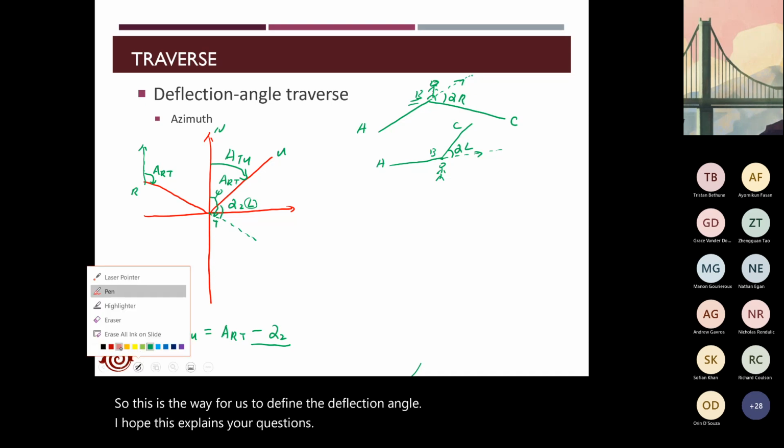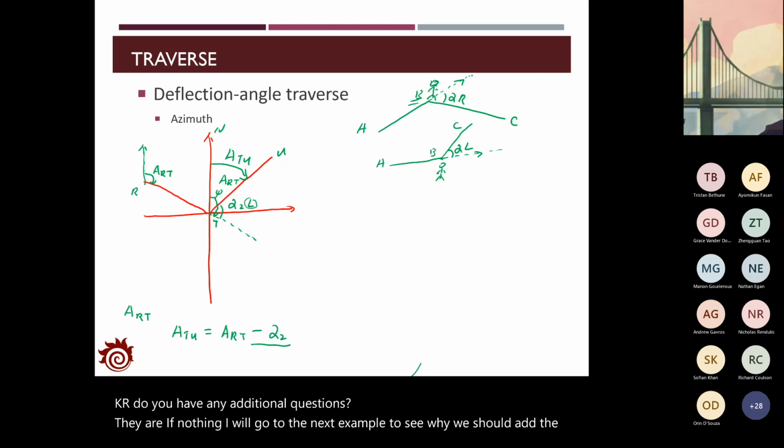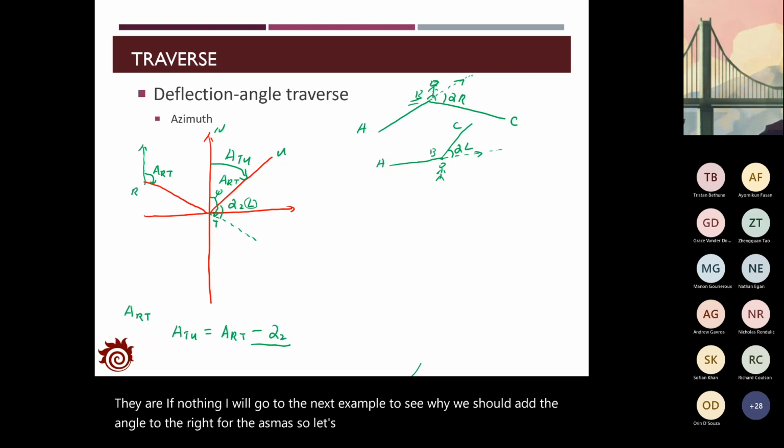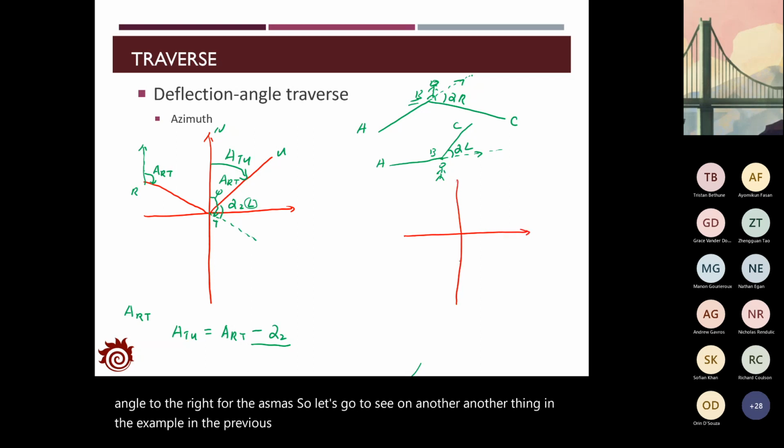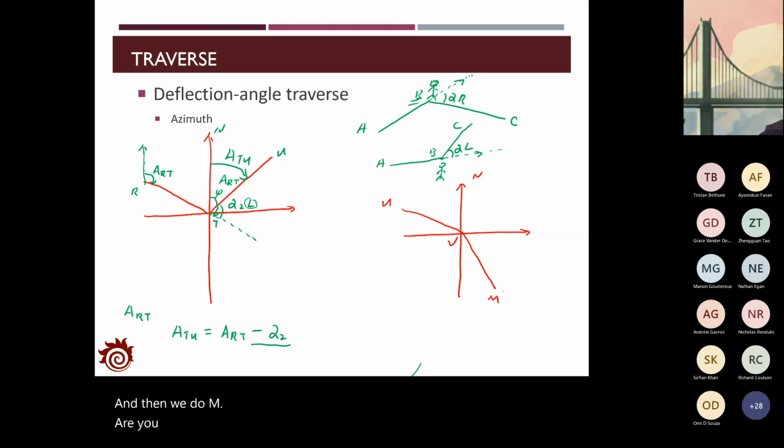Okay. Do you have any additional questions? Okay. If not, then I will go to the next example to see why we should add the angle to the right for the azimuth. So let's look at another thing in the previous example. We have the north direction. We have the line U to V, and then V to M.